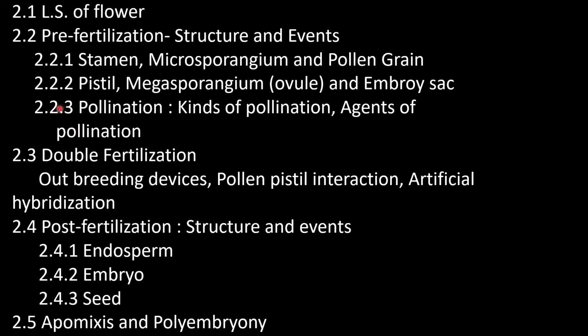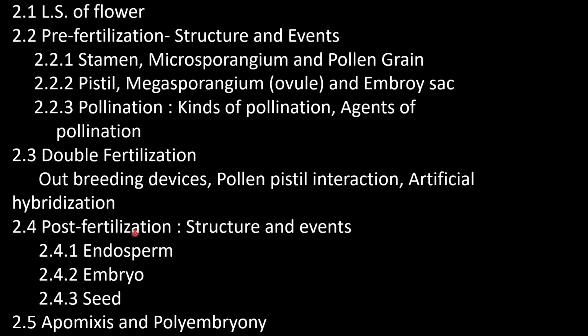In that, the 3 points are there: stamens, microsporangium and pollen grains. That is the first point under 2.2. Second point is pistil, megasporangium, ovule, embryo sac. Third point is pollination, kinds of pollination and agents of pollination. 2.3 double fertilization. There we have to study outbreeding devices, pollen pistil interaction and artificial hybridization.